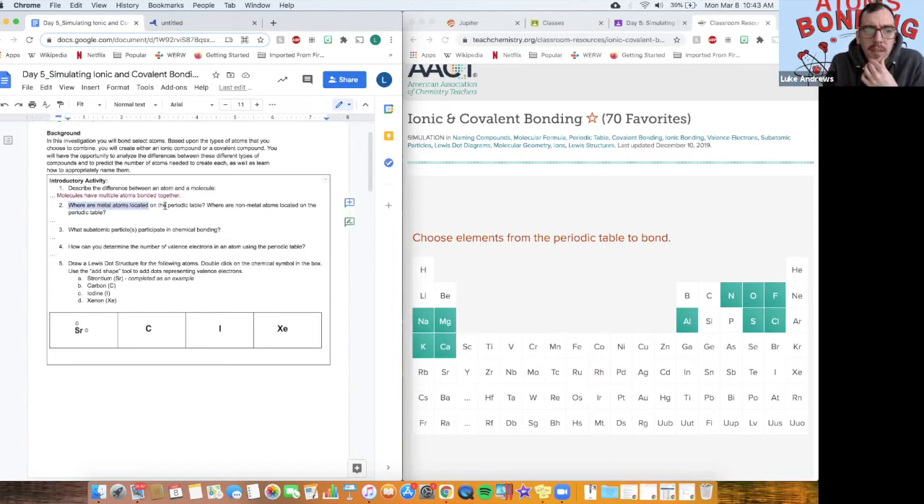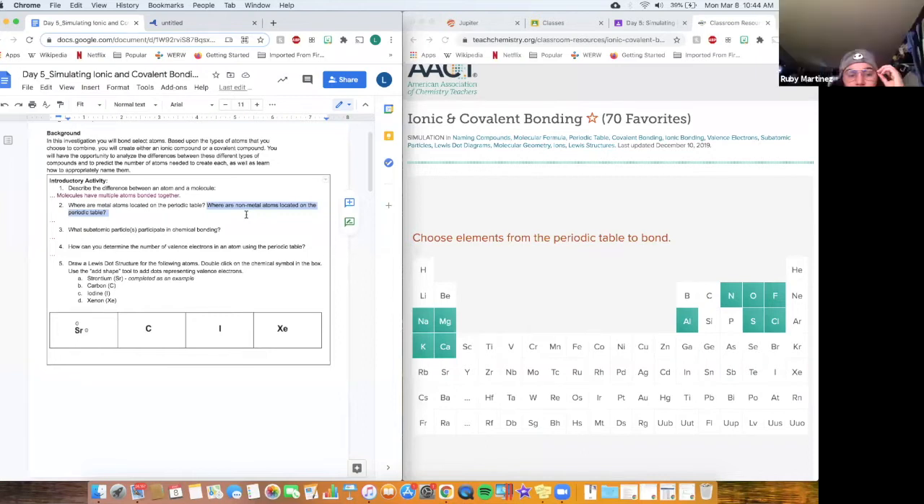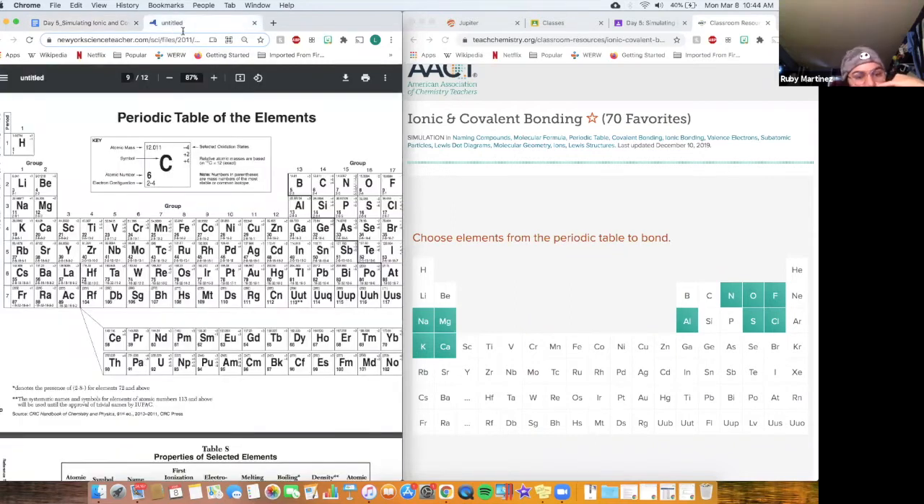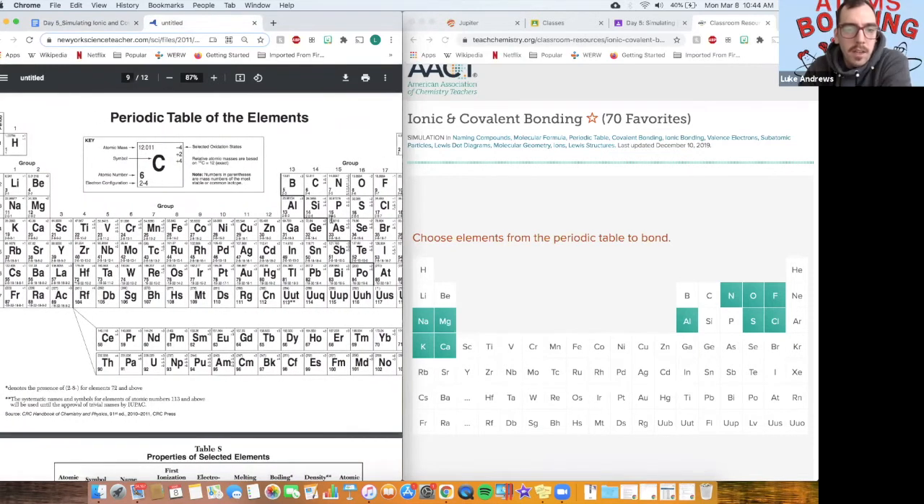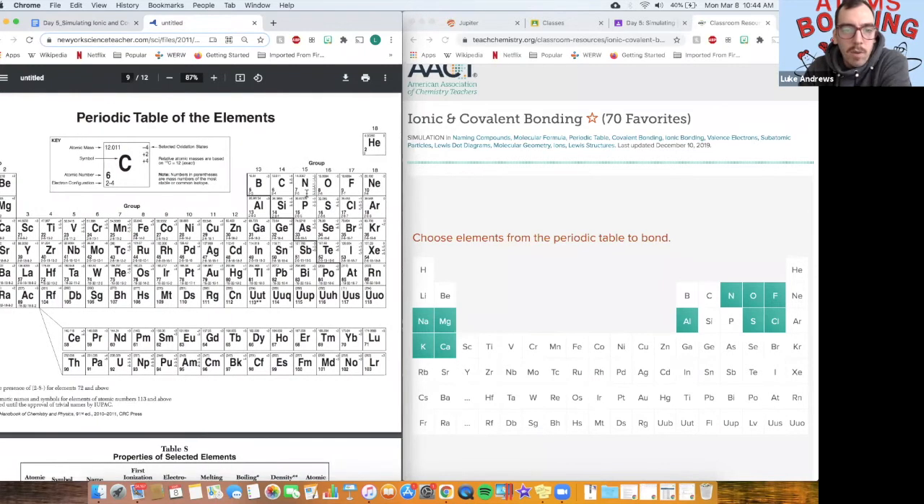Where are our metal atoms located on the periodic table? And where are non-metal atoms located on the periodic table? This is just a callback to reading the table. Anybody know? Ruby, is that a hand? Yeah. The metals are on the left side, and the non-metals are on the right. Absolutely. Along this black line right here, our semi-metals fall. Anything on the left side is going to be metallic in character. Anything on the right side is going to be non-metallic in character. Good memory.